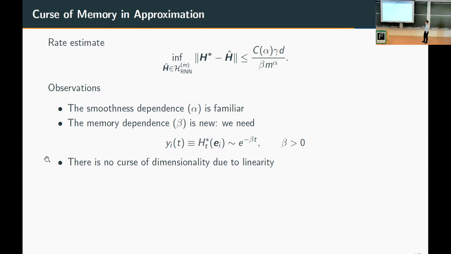Sorry. So there's no curse of dimensionality here due to linearity. So we have some linear functional, so we can simply approximate each dimension separately and add them together. So there's only a linear term in dimension here. But hidden, this is a curse of memory.